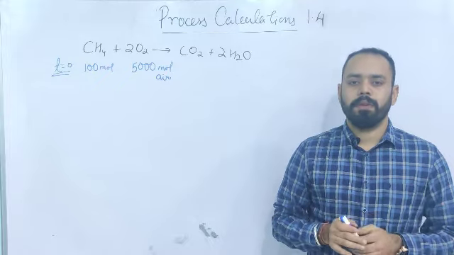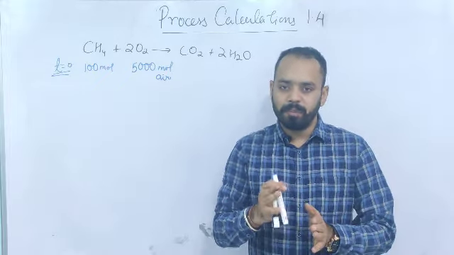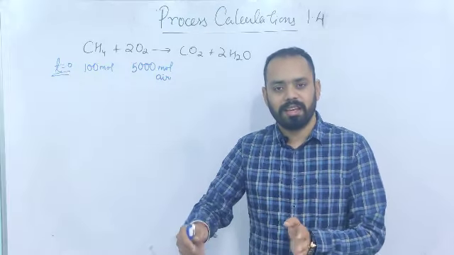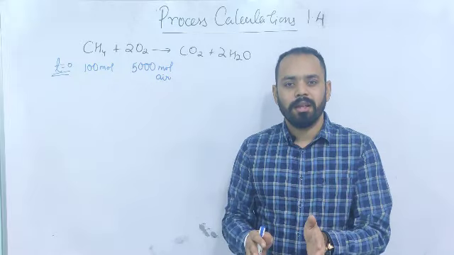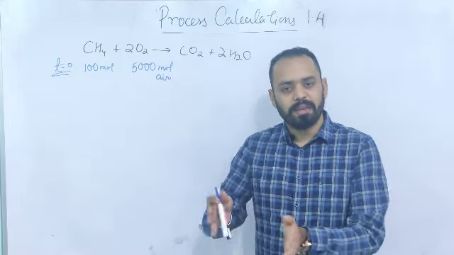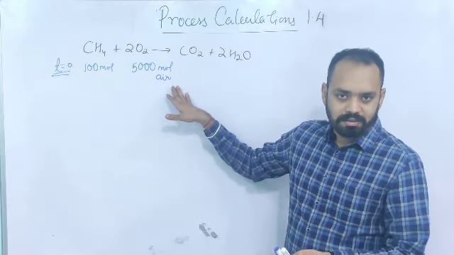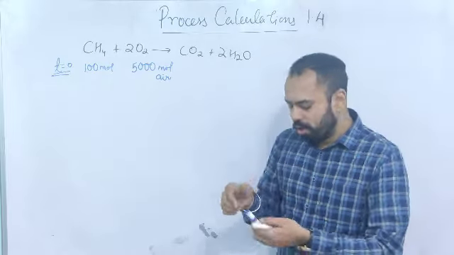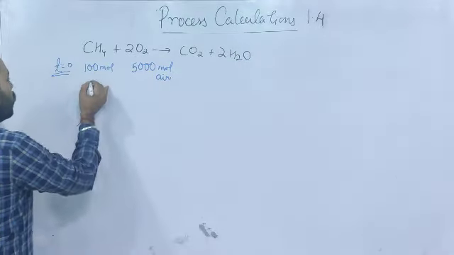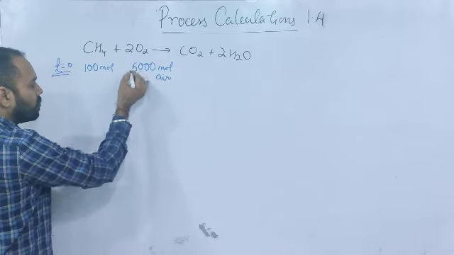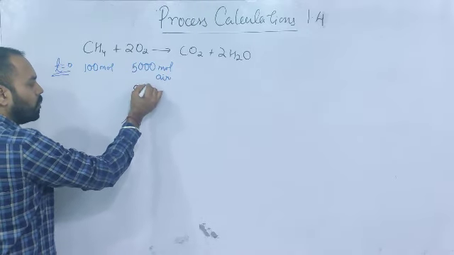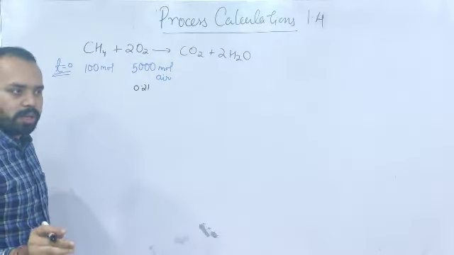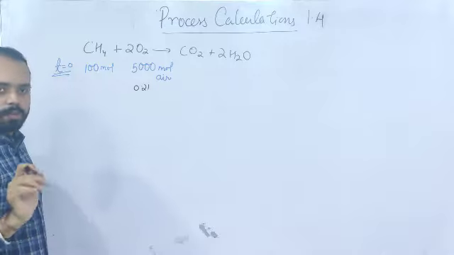In process calculation problems, when the examiner says air, it means air only. Do not think that the examiner is writing air and he wants to say oxygen. No, oxygen is written as oxygen and air means air. So if I'm writing air here, it's not oxygen, it's air. You must know how to calculate the number of moles of oxygen from the moles of air. So if it is 100 mole methane and then 5000 mole air, what is the number of mole of oxygen here? 0.21, 21% oxygen. By default, you can assume that the atmosphere contains 79% nitrogen and 21% oxygen if it is not provided in the problem.